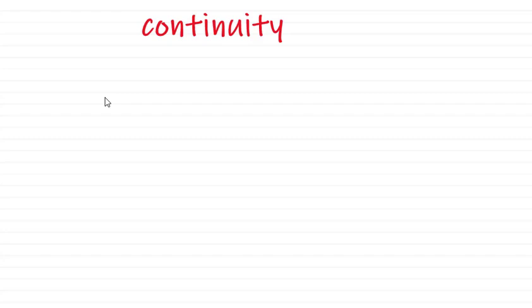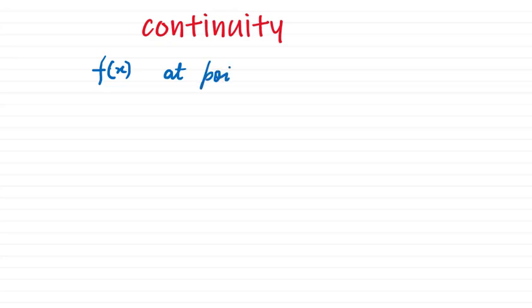So here I'll discuss continuity. First I will explain what exactly the meaning of continuity is. Whenever you have a function f(x) and you are going to check the continuity at some point m, you have to see whether the graph has an interruption or any gap at that point m. If there is a gap or interruption, then that function f(x) will not be continuous.